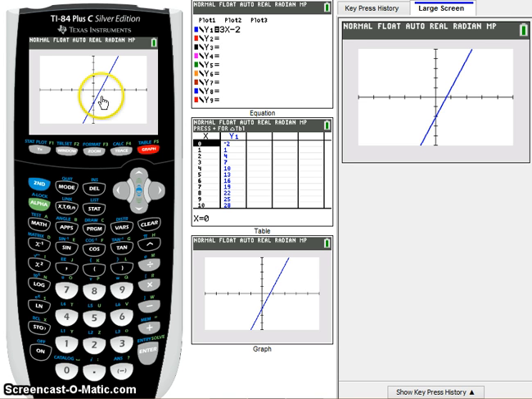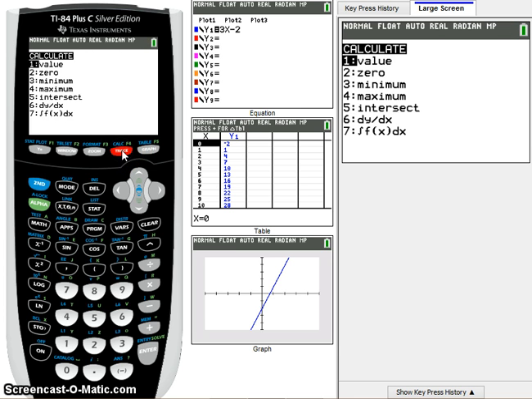What we cannot tell is the exact coordinates of this location where the graph crosses the x-axis, and we'd like to find out. So in order to do that, I'm going to go to second calculate, which is above the trace. So I hit the trace button and I get some options here. I'm going to scroll down to the second one, which is zero. And what that means is I am looking for a zero of this equation. That is a crossing of an axis.